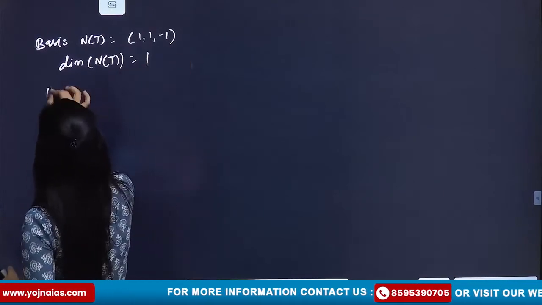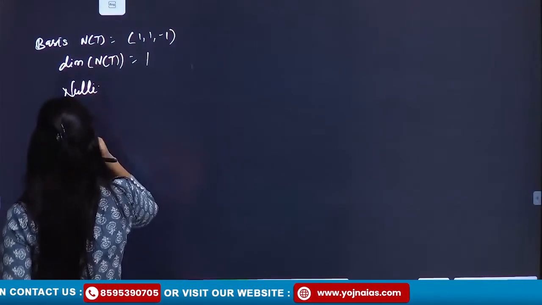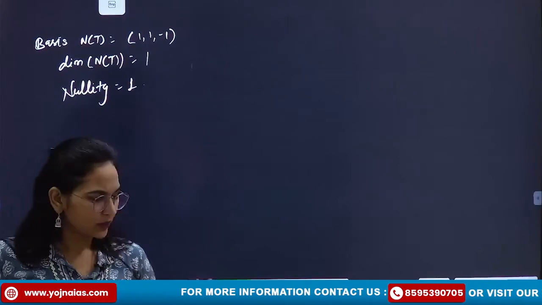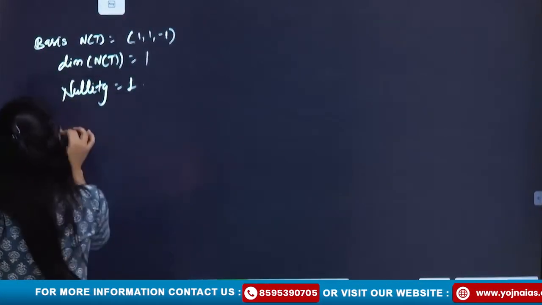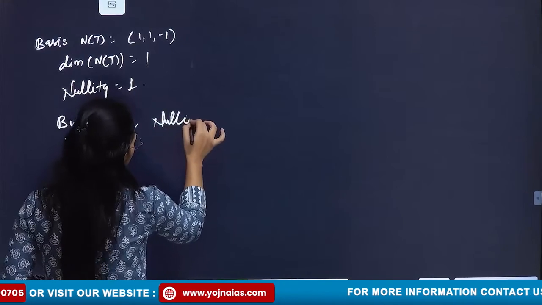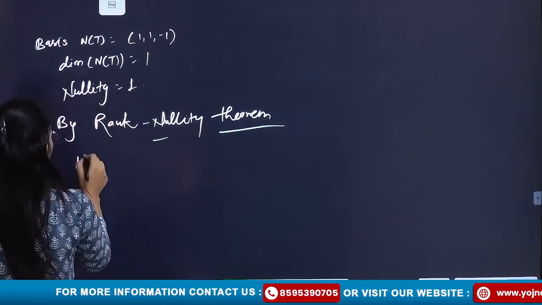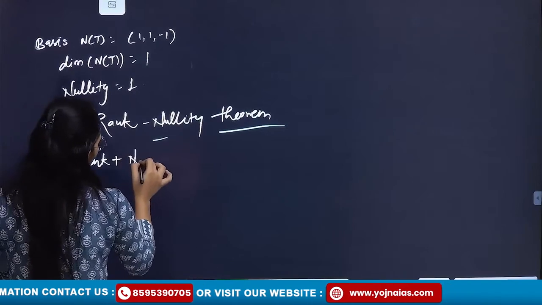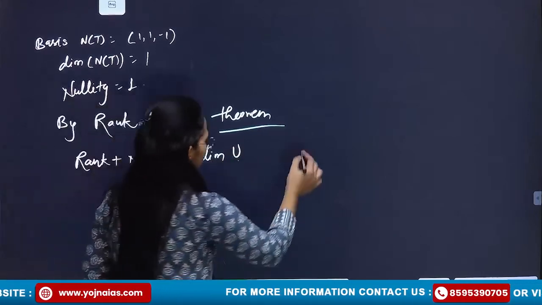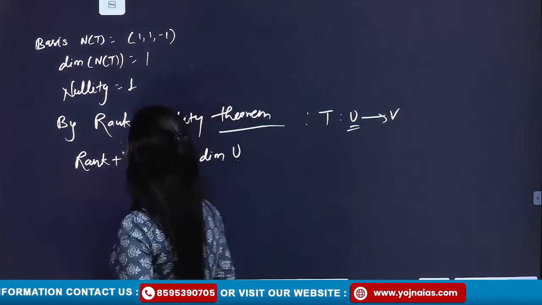If the nullity is 1, then the rank, which is the dimension of the range space, can be found by the rank nullity theorem. What is the rank nullity theorem? It says that the rank of a linear transformation plus the nullity of the transformation is equal to the dimension of the domain.